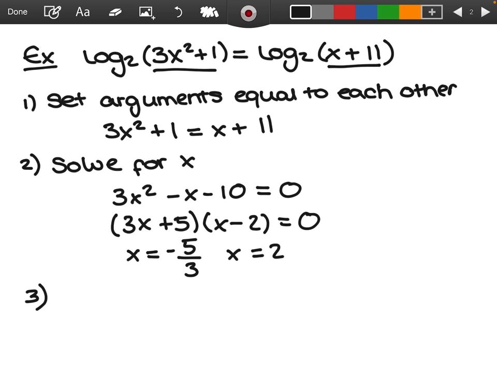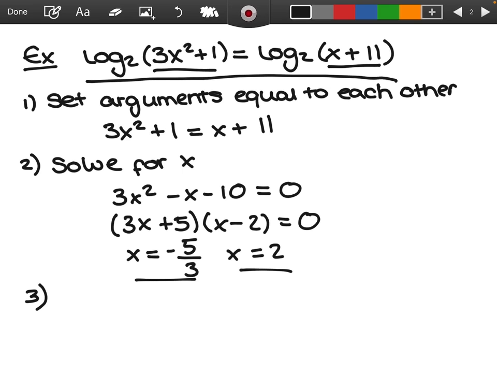Once you get to this stage, what I want you to do is to go ahead and plug these values for x back into your original formula. Okay. Remember, with logs, you cannot have a negative argument. The number in those parentheses cannot be negative, because otherwise, in this case, you'd be saying that 2 to the power of something equaled a negative number.